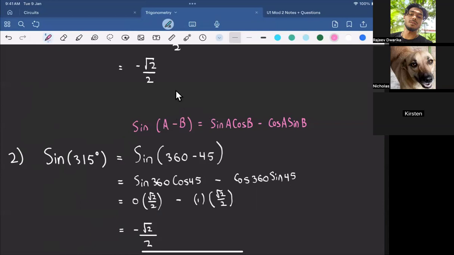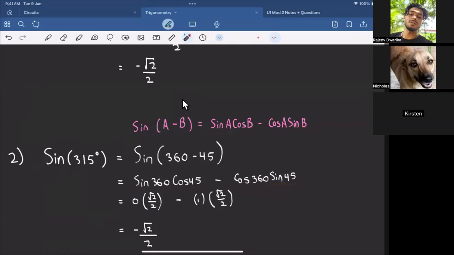A is 360 and B is 45. That's correct. So now I'm just going to substitute into the formula. Sine A is 360, so I'm going to say sine 360. B is 45, so I'm going to say cos 45. Again, I just follow the formula. Then cos 360 because A is 360, and then sine 45 because B is 45.